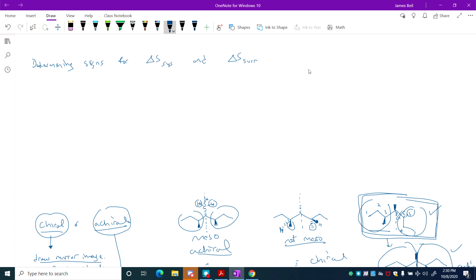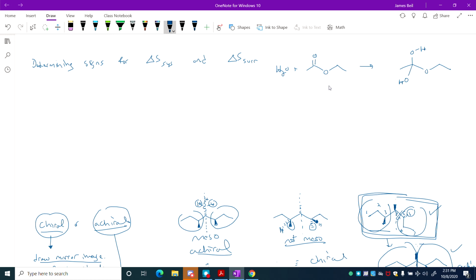so if you're given a reaction, let's say we've got this reaction here. And I want to convert that into, actually, yeah, let's do this. I want to convert that into this structure here using water. So how do I judge the entropy change?